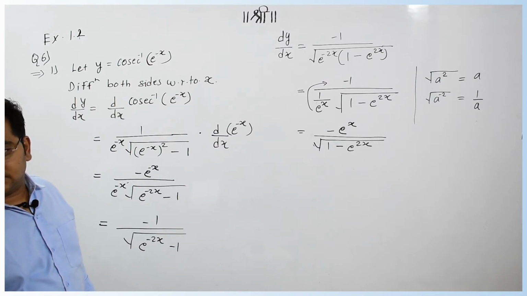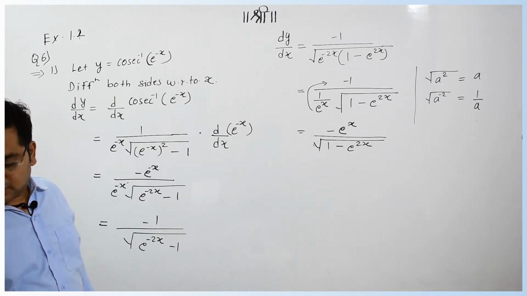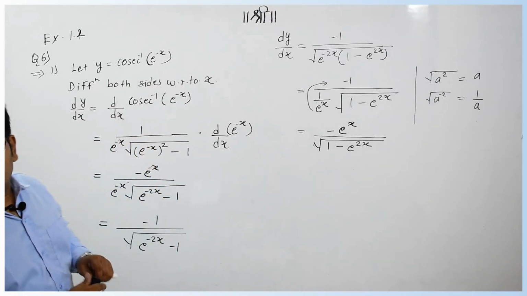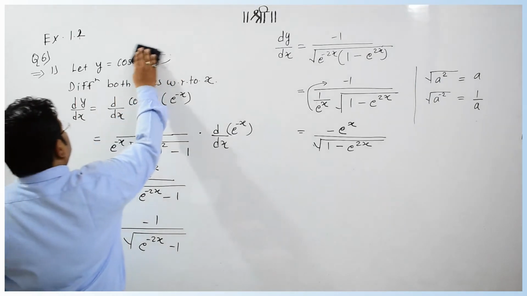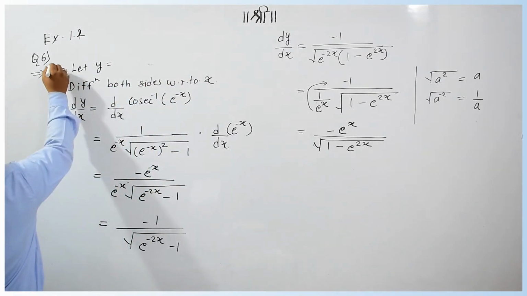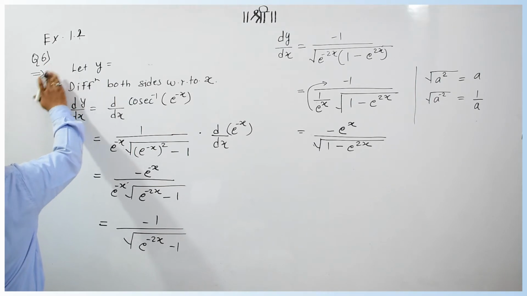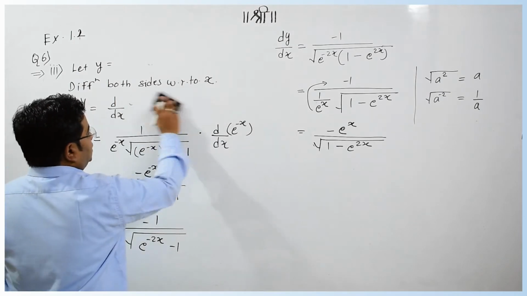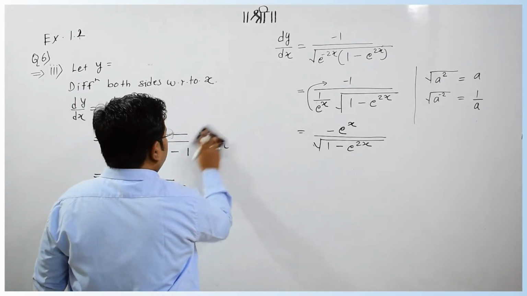So next question is cot inverse of x cube. Again this is a simple question. So this was question number 2. Okay, question number 2 is done. Now we are moving towards question number 3. So cot inverse, okay, we need to differentiate.